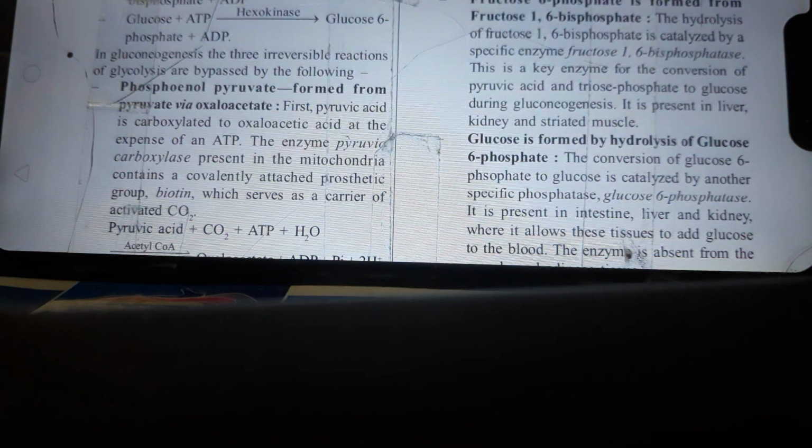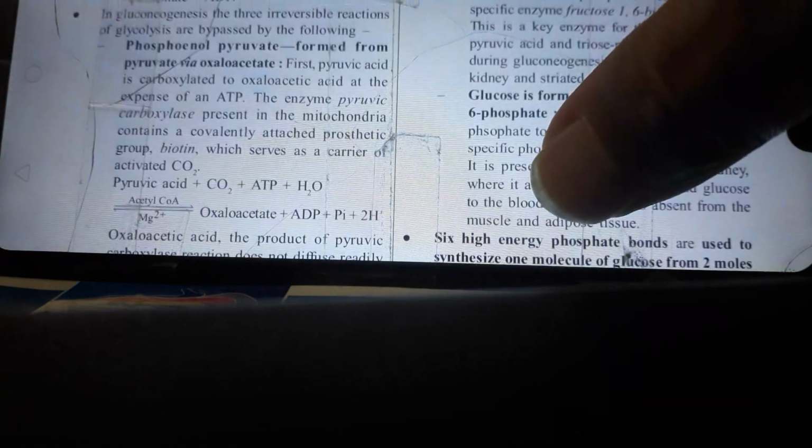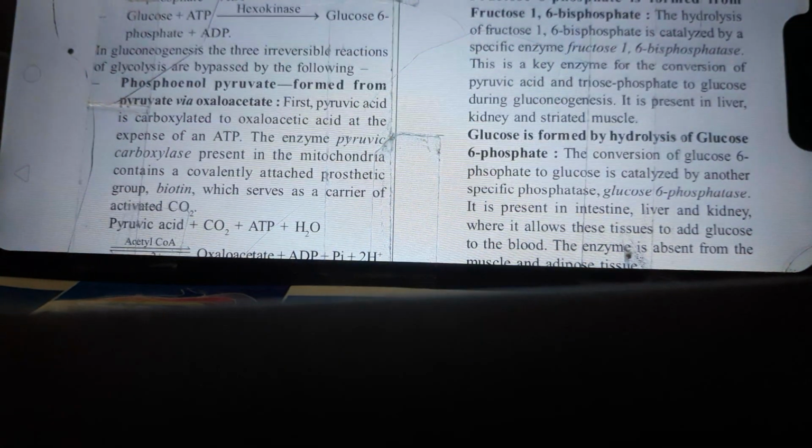Fructose 6-phosphate is formed from fructose 1,6-bisphosphate. The hydrolysis of fructose 1,6-bisphosphate is catalyzed by a specific enzyme, fructose 1,6-bisphosphatase. This is a key enzyme for the conversion of pyruvic acid and triose phosphate to glucose. During gluconeogenesis, it is present in liver, kidney, and striated muscle.